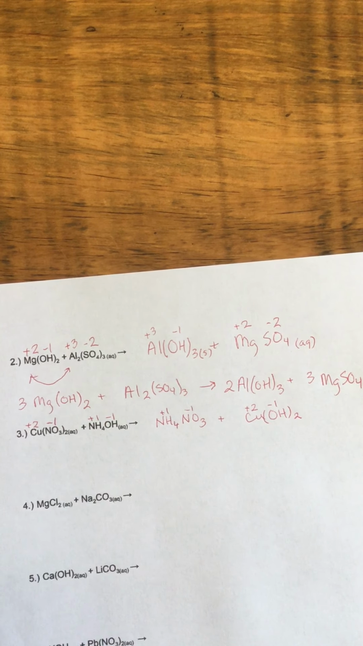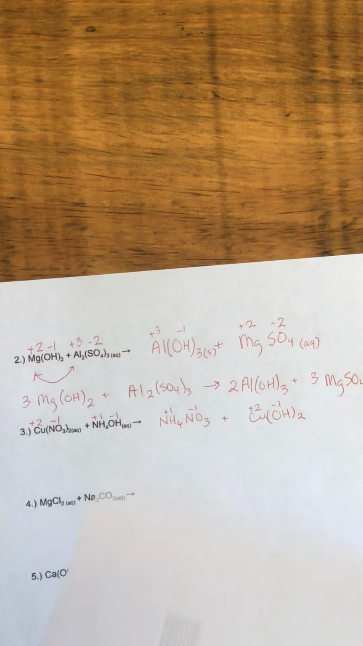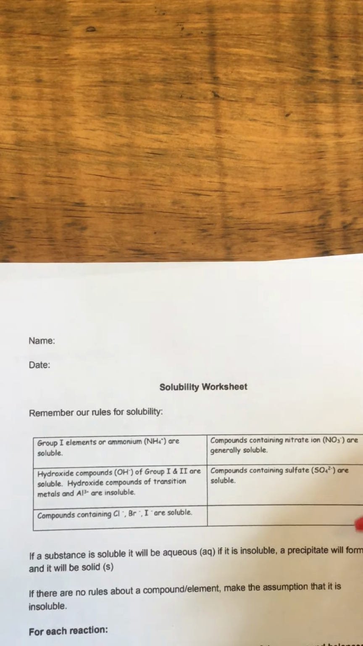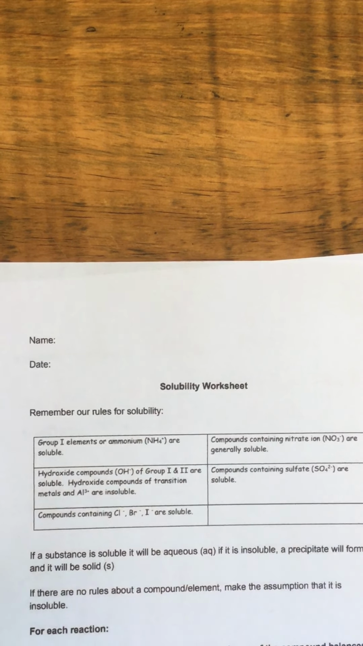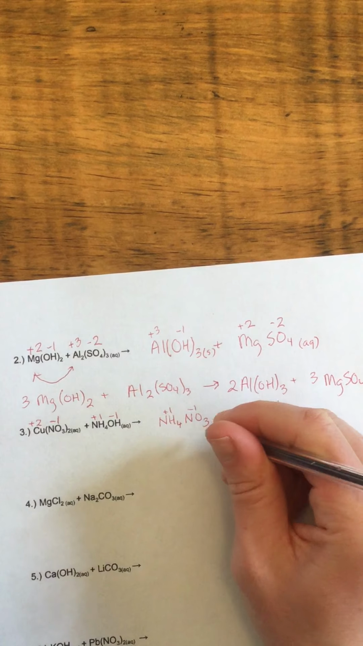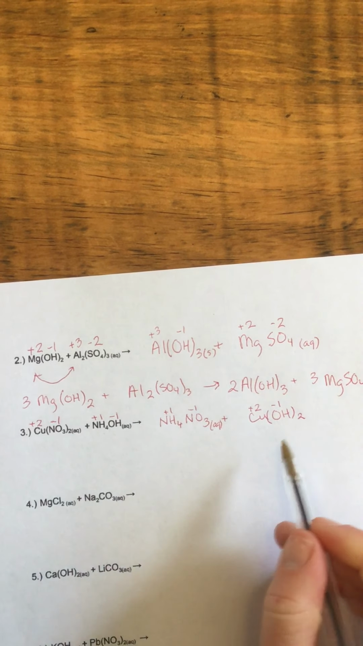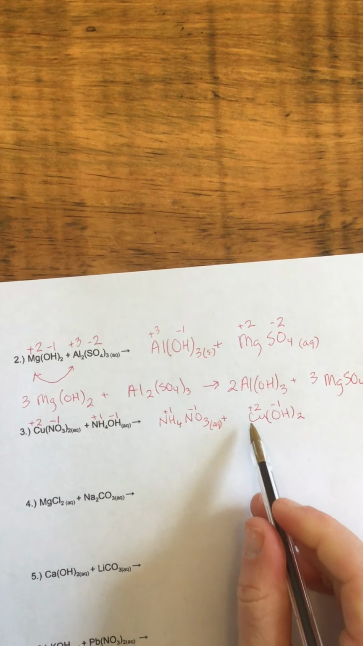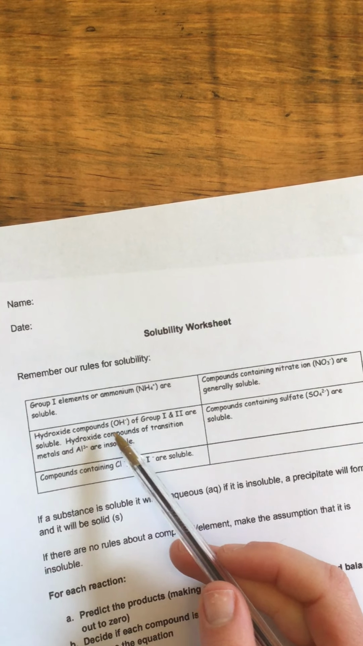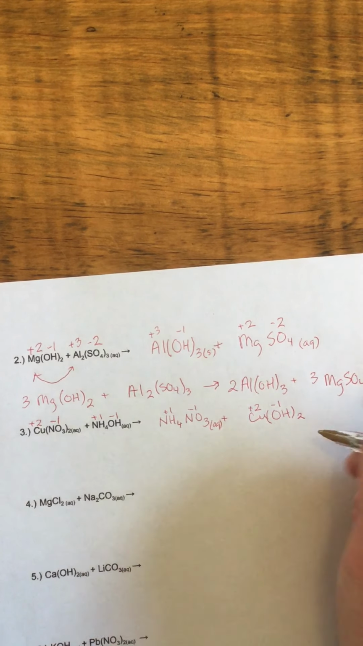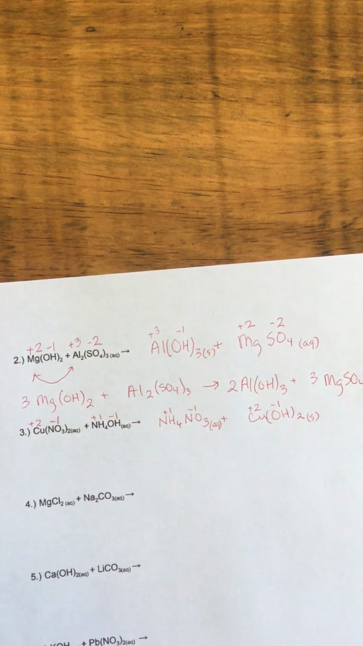Next part is the solubility of each of these compounds. So if I look at my list of rules here, there's a rule about ammonium that says compounds containing ammonium are soluble. So that would make our first product aqueous and our second product, copper hydroxide. Remember, we used this rule in the last problem that hydroxide compounds, if they have transition metals, are insoluble. So that would be solid.